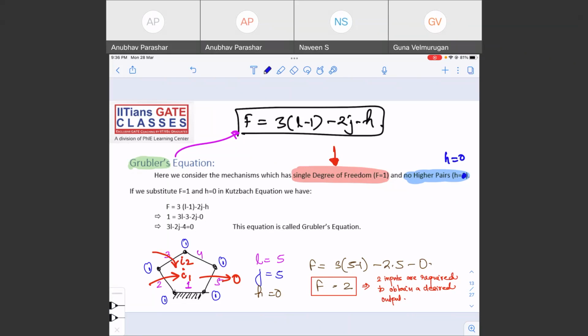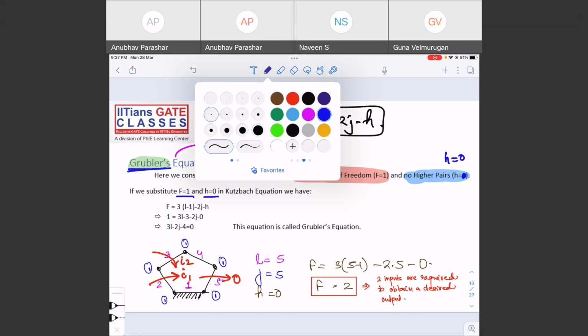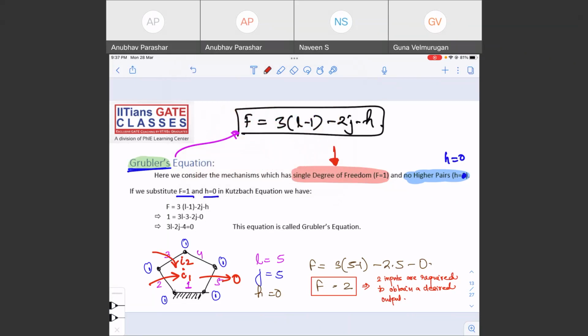So in the Kutzbach equation, what did Grubler do? He substituted F is equal to 1 and h is equal to 0. Then he came up with an expression of this kind. We can solve it. You just need to substitute F is equal to 1 and h is equal to 0. And this equation is known as Grubler equation.